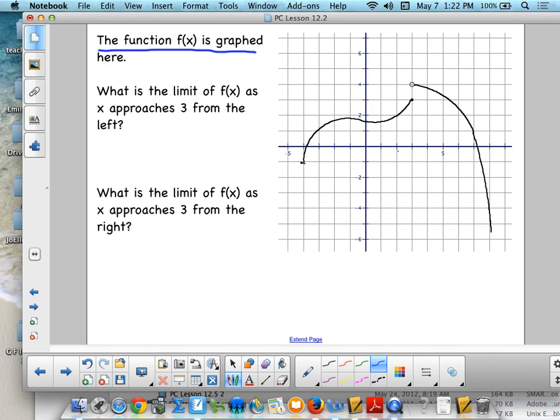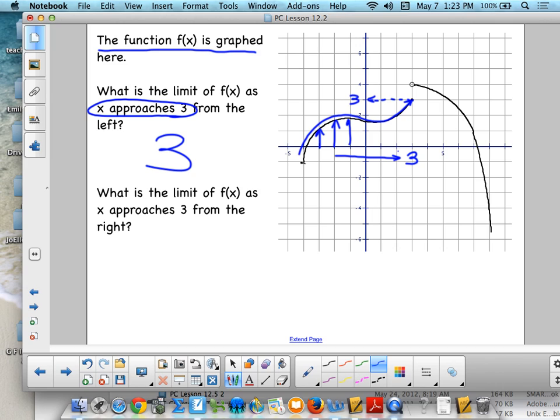Here it says the function f of x is graphed over there. What is the limit of f of x as x approaches 3 from the left? Can you just see it? Here's 3. As we approach 3 from the left, we get that answer, that answer, that answer. So we're getting answers like this. We're approaching what? 3. It's right there. The answer's 3. Pretty simple, right?